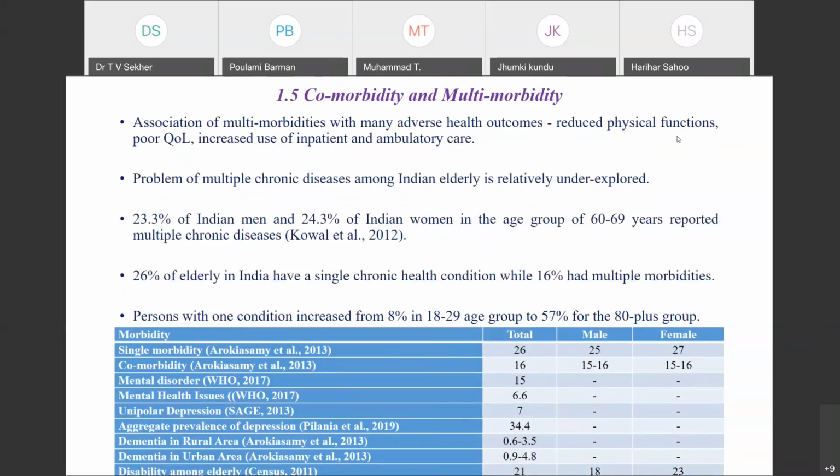Coming to multimorbidity, its association with many adverse health outcomes reduces physical function and quality of life, and increases use of inpatient as well as ambulatory care. About one-fourth of Indian men and women in the age group of 60 to 69 years reported multiple chronic conditions, and 26% of the elderly in India have chronic health conditions, with 16% having multiple morbidities. Persons with one condition increased from 8% in ages 18 to 29 years to 57% at 80 plus. And there are several studies, and several differentials with different kinds of comorbidities as well as multimorbidities.